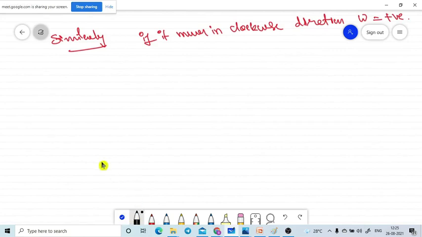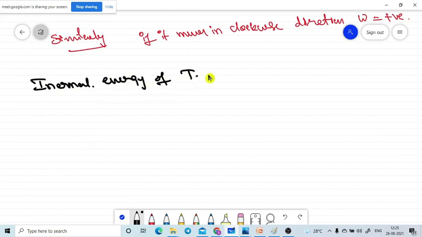Now another small concept is internal energy. Internal energy of the thermodynamic system. TS means the thermodynamic system. So what is the internal energy? I already told you the internal energy of the thermodynamic system is nothing but the energy possessed by the motion of the molecules and also the configuration of the molecules.